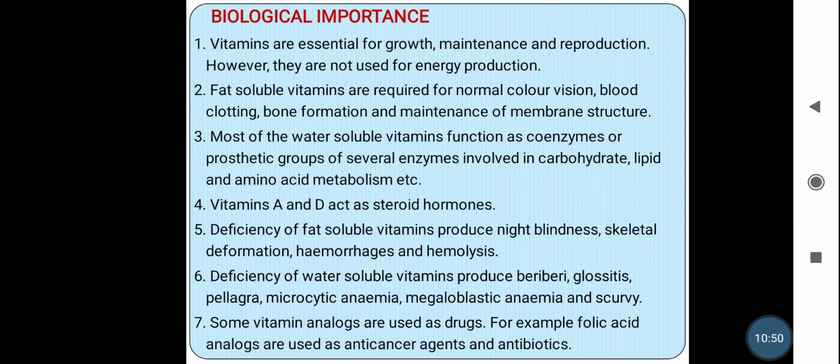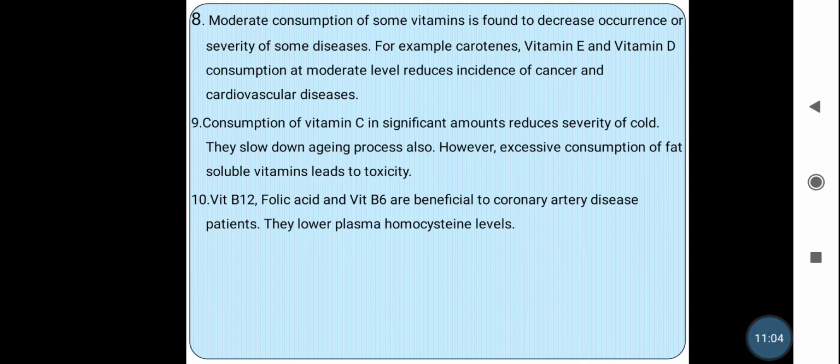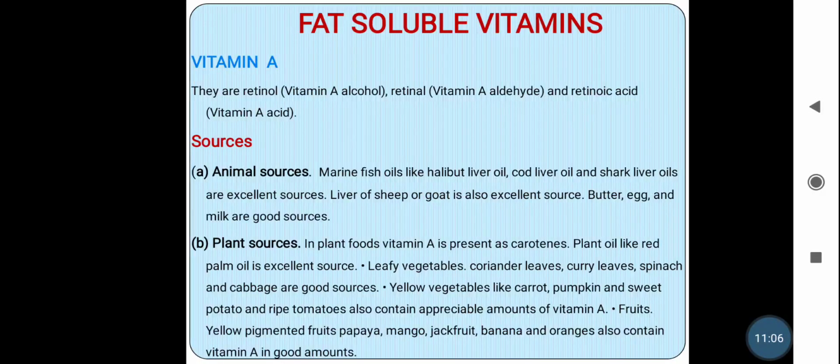The deficiency may lead to different types of diseases. Also the overconsumption of these vitamins leads to toxicity. So we have to take all the vitamins in a proper, adequate required amount. So we will see each type of vitamin. In that we will see the sources of that vitamin, the functions and the deficiency diseases of all the vitamins one by one.